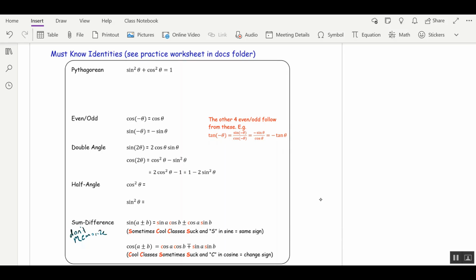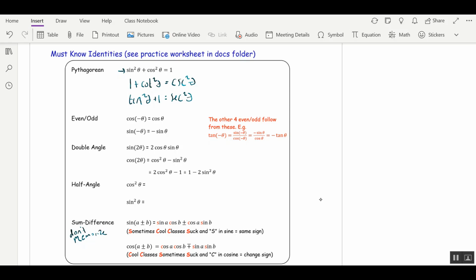All right, the Pythagorean identities. The biggest one is cosine squared plus sine squared equals 1. And then if we divide both sides of this equation by sine squared, we get 1 plus cotangent squared theta is cosecant squared theta. And if we divide both sides of this equation by cosine squared, then we get tangent squared theta plus 1 is secant squared theta.